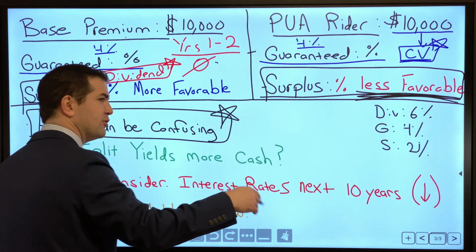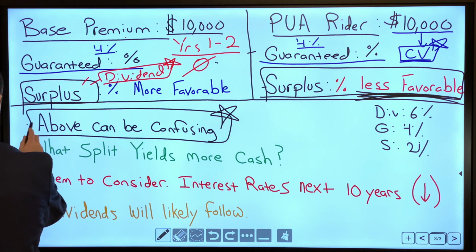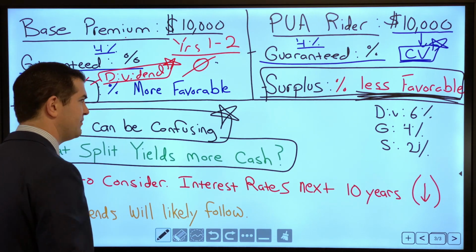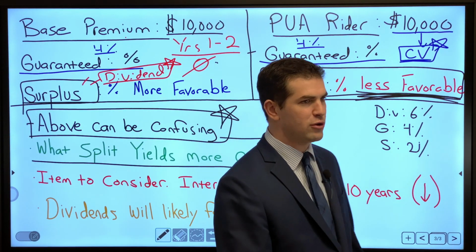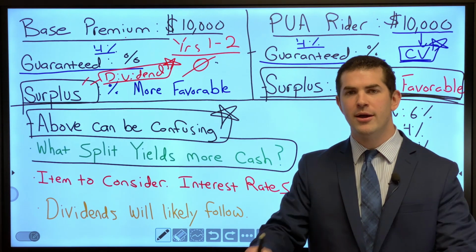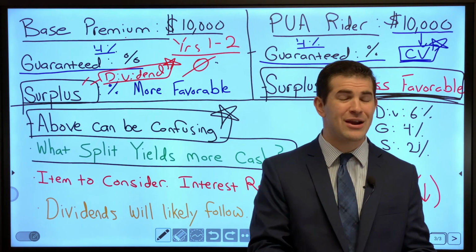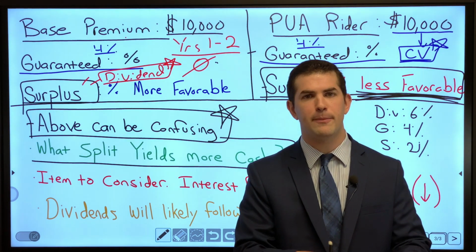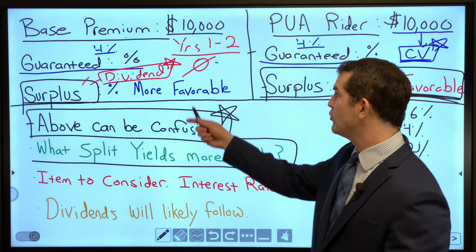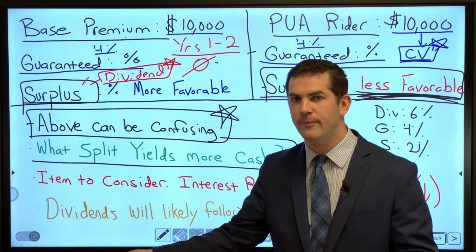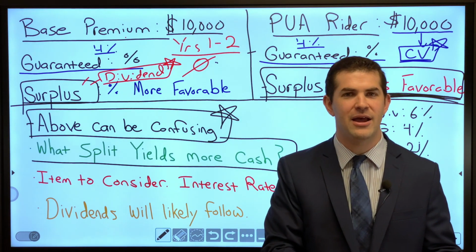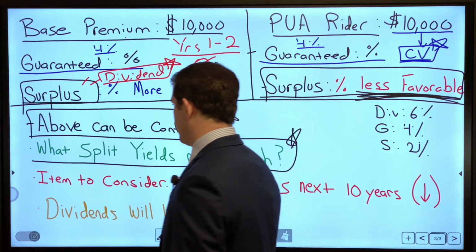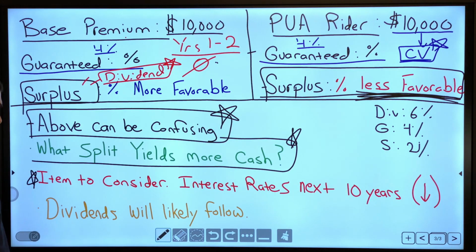So other items to consider, because the above can be confusing, and the next couple of videos will shed some light on it, because we're going to break it down very thoroughly, is what split yields more cash? At the end of the day, that's the main question. Whether that dividend shows $1,000 or 0, my net cash value, which is the money you actually have access to as a policyholder, that's the important piece. So what policy design, what split, whether it's a 40% premium or a 10% premium or 5% premium, whatever it might be, how do I generate the most cash value?